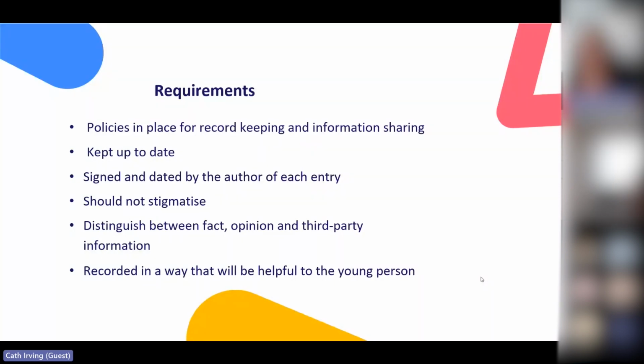So we need to be making sure that we distinguish between facts and opinions and any third-party information. So if that information has come from someone else, who's that come from? So it's really, really clear. Needs to be recorded in a way that's going to be helpful to that young person if they're looking back at their records, and helpful to us if you're in supported accommodation, but also helpful to other professionals in the future should they need access to your records as well.